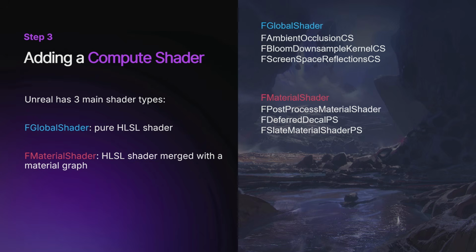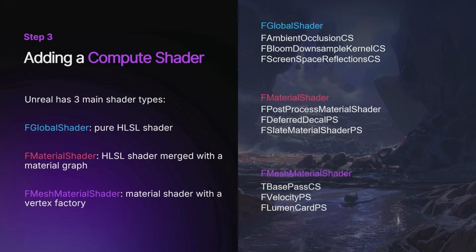You then have the material shader. These are an HLSL shader merged with a material graph. So the HLSL shader can query the material graph properties. So you're going to find the post-process shader in this, the decal shader, the slate shader. All of these are shaders which are tied to a material to query the material properties. And lastly, we have the mesh material shader, which is a material shader, but tied together with a mesh, so with a vertex factory. So basically, the material shader can then also query the mesh data, so the per vertex data. And that's where you're going to find the base pass shader, so that's what's going to render pretty much everything in Unreal, the velocity shader, the lumen shader, all of this.